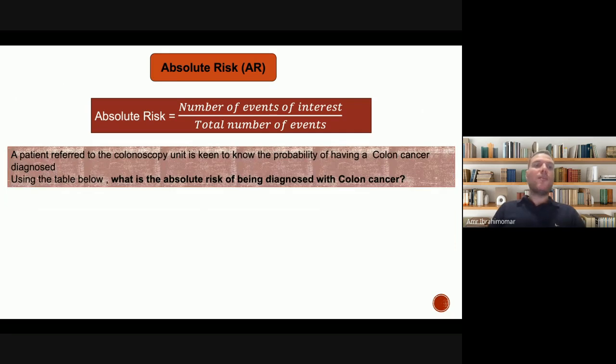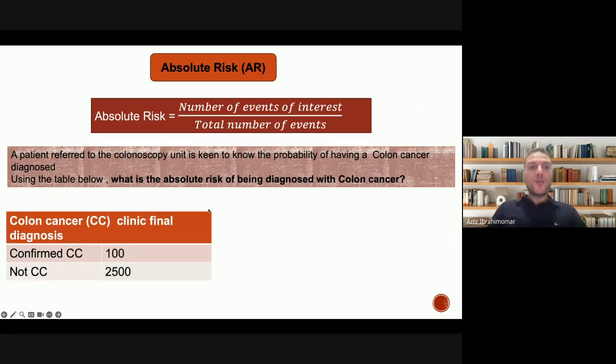Let's say you have a patient referred to the colonoscopy unit, and they are keen to know the probability of having colon cancer diagnosed. Using the table below, what is the absolute risk of being diagnosed with colon cancer? So let's say some patients go to the colonoscopy unit, and 100 patients are diagnosed with cancer. Most of the patients, 2,500, don't have cancer. How can you calculate the absolute risk? Yes, correct. Well done. I hear someone saying we will put 100 and divide it by 2,600. Why?